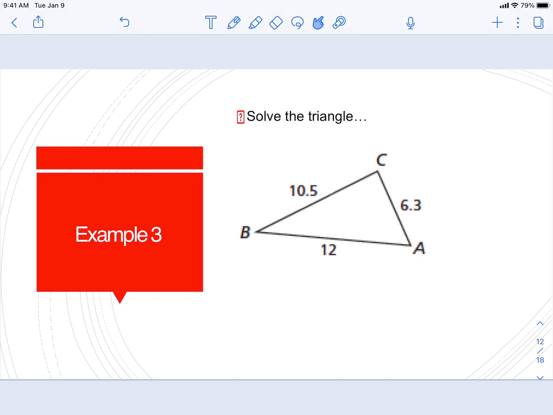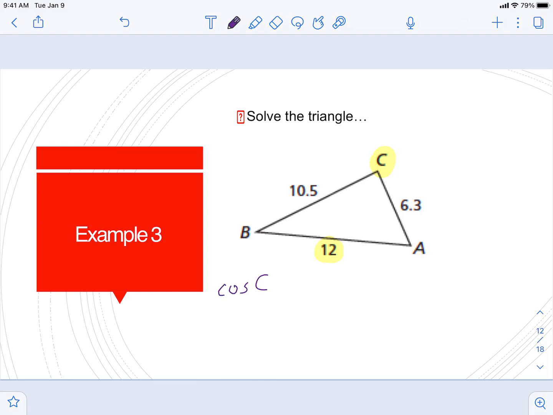All right, so let's take a look at the first one. We're solving this triangle. We're given three sides. We're looking for all three angle measurements. The first thing that I'm going to do, I'm going to locate the longest side, and I'm going to start by finding the largest angle.